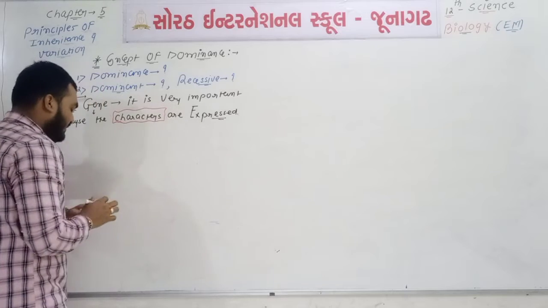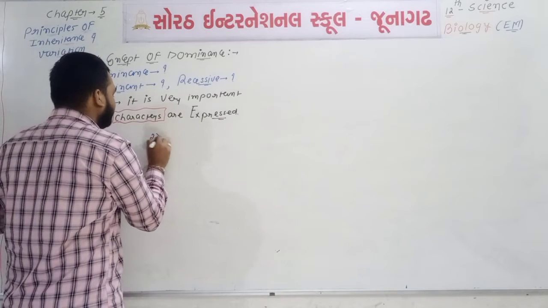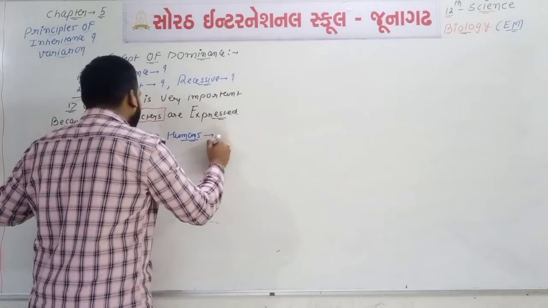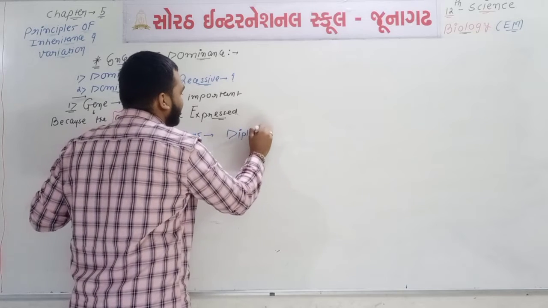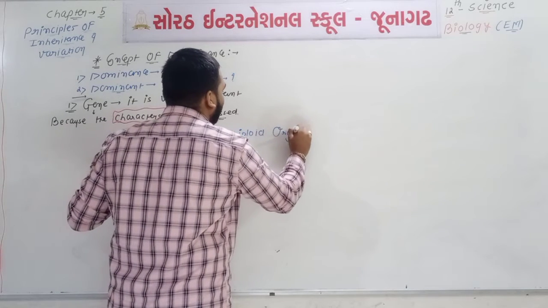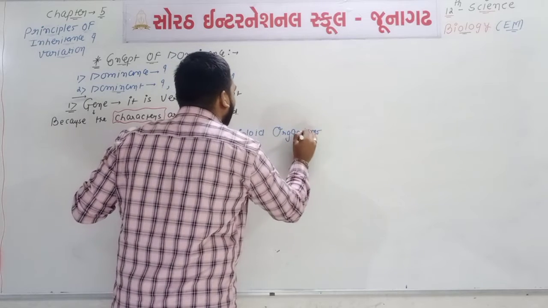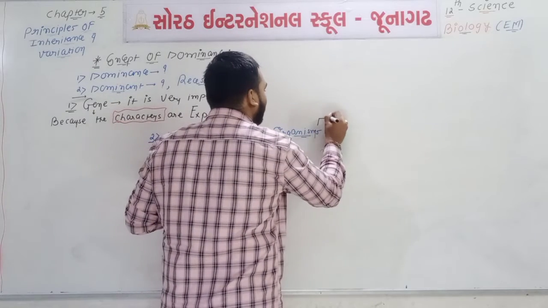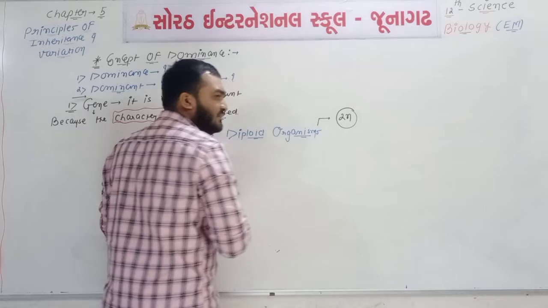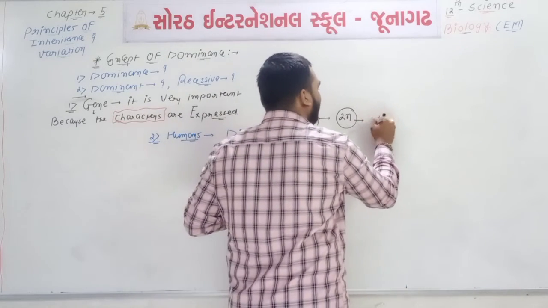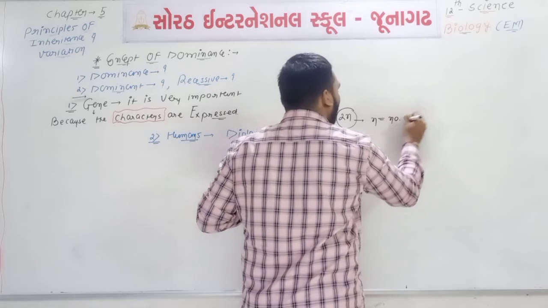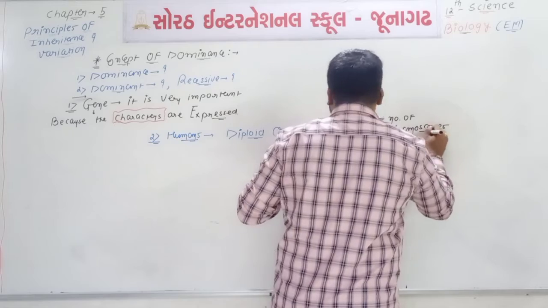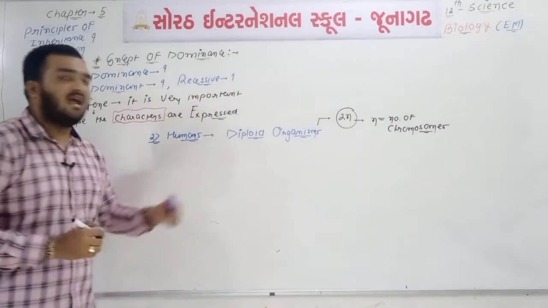Now see, point number 2: we humans are one type of diploid organisms. What is the meaning of diploid organisms? Diploid organisms means we are all of 2n type, where n is equal to the number of chromosomes. So we all humans are one type of diploid organisms.